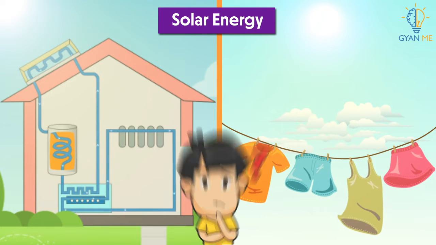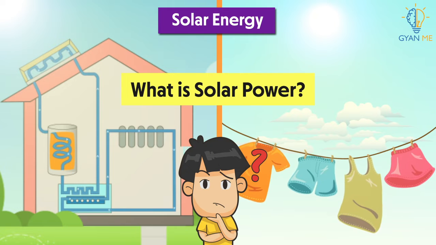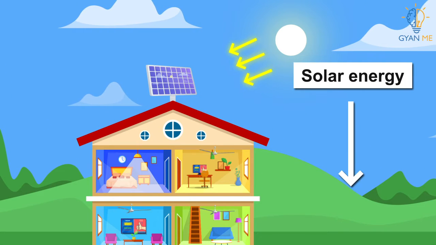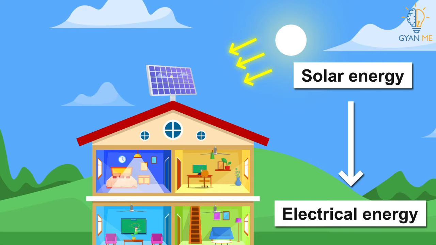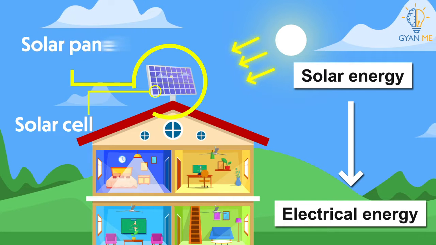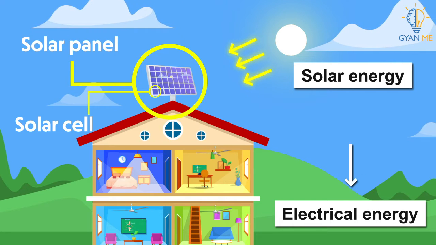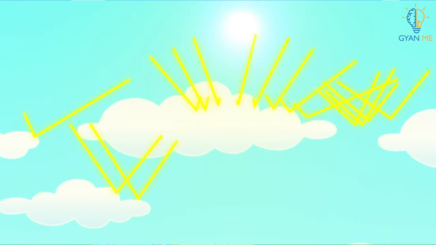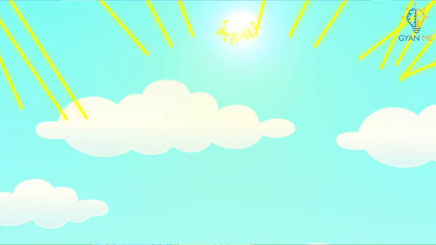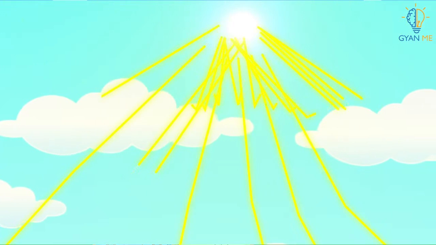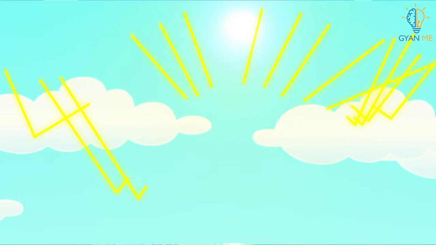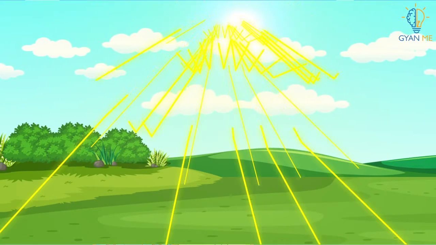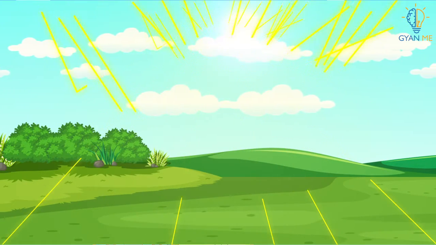Now students, you must be thinking, what is solar power? When solar energy is converted to electrical energy using devices like solar cells or solar panels, it is referred to as solar power. Students, the sun emits a sufficient amount of energy, despite the fact that the atmosphere and clouds absorb or reflect back the majority of the incident light on earth.